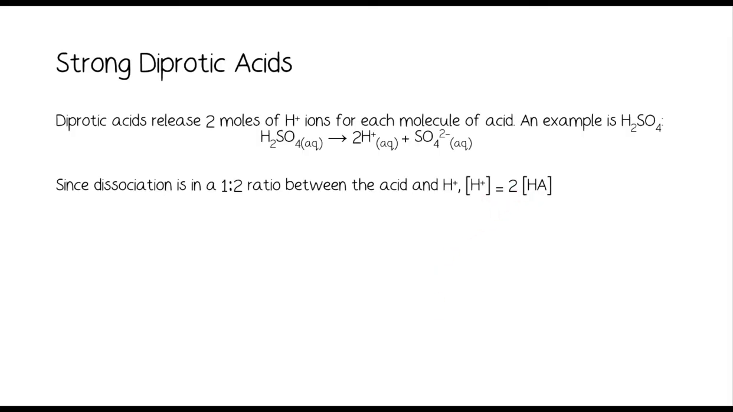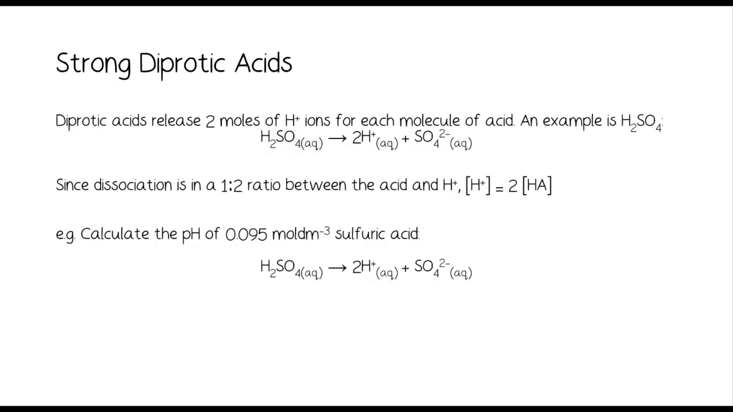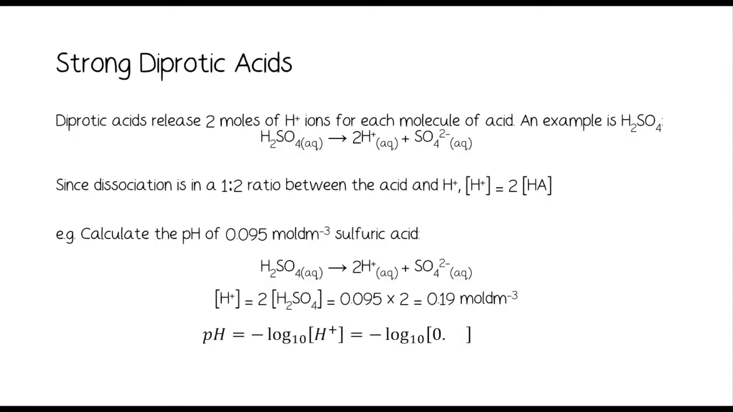the acid. For example, calculate the pH of 0.095 moles per decimeter cubed sulfuric acid. So write out the equation again. You've got H2SO4 dissociating into 2H plus and SO4 2 minus. You can see here that there's 2 times as many H pluses for every single acid. So the hydrogen ion concentration is going to be 2 times that of the acid, which is 0.095 times 2, and that gives you 0.19 moles per decimeter cubed. Stick that into your calculator and the pH comes out to be 0.72.